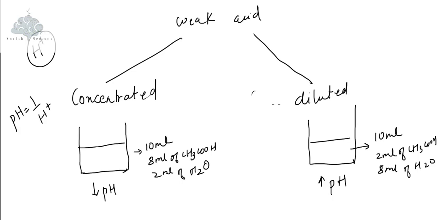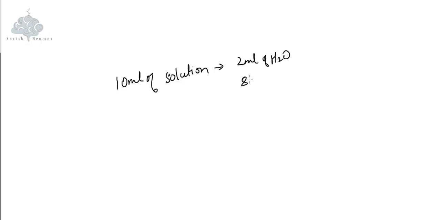So always remember that concentration and dilution also change the pH. If the solution is very dilute, then it would go towards neutral. Consider I take 10 ml of a solution, out of which 2 ml is H2O and 8 ml is HCl. Now to this solution of water and HCl, I keep on adding more water. Of course this would have a very low pH, because it would have a very high concentration of H plus ions.